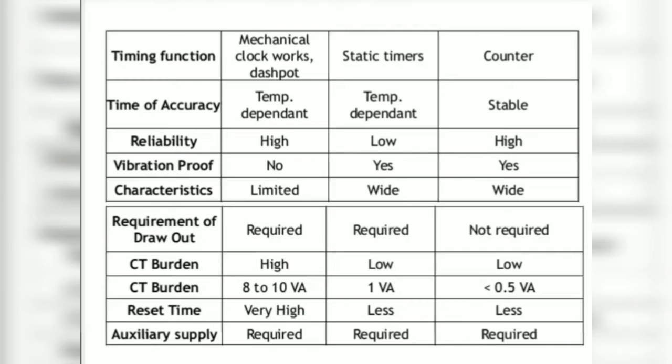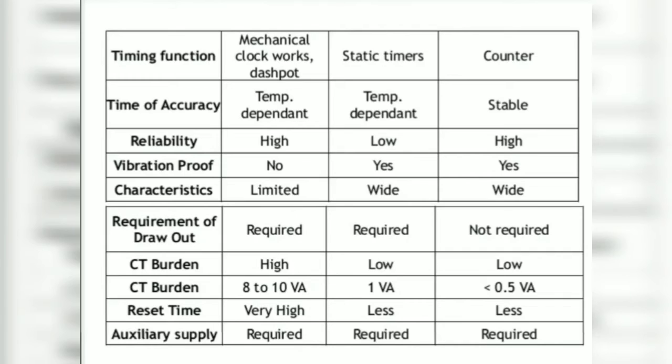The reliability of electromagnetic relay is very high. For static relay, it is very low compared to the other two relays. For numerical relay, the reliability is high. Vibration proof: electromagnetic relay is not vibration proof, but static relay is vibration proof. It will not vibrate whenever it is operating. The same for the numerical relay, it is vibration free.